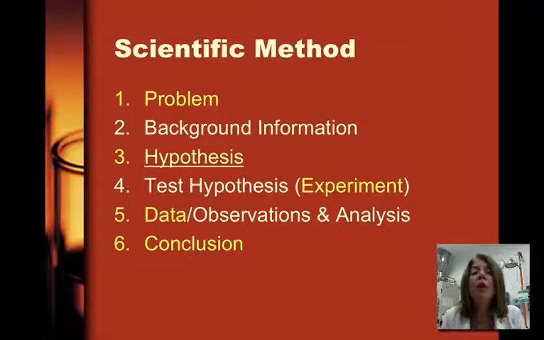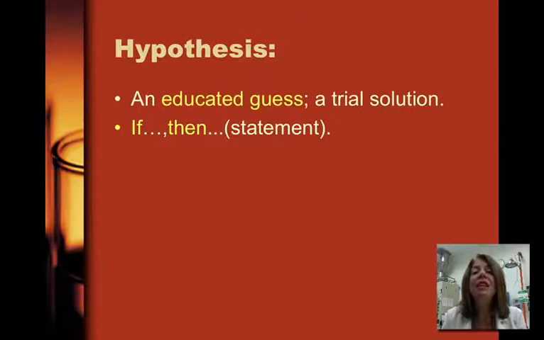Once we have our background information, we are going to form what is referred to as a hypothesis. A hypothesis is an educated guess or a trialed solution. We call it an educated guess because we already have the background information that should help us figure out what should actually occur in our experimentation. It is generally written in an if-then statement. So if we do something, that's the conditions, then what do we predict is going to happen?